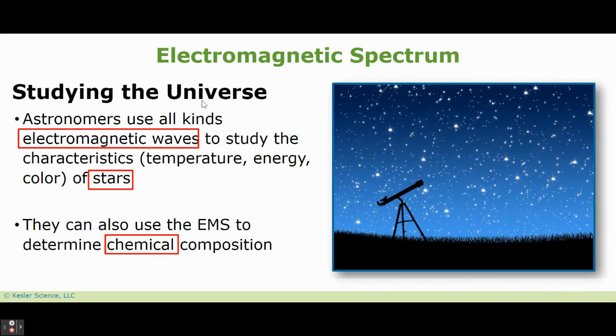All right, last slide is how we use it. How do we use our knowledge about the electromagnetic spectrum to study the universe? Astronomers use all kinds of electromagnetic waves to study the characteristics, meaning the temperature, energy, and color of stars. They can also use the electromagnetic spectrum to determine the chemical composition of stars. They can use it to figure out what stars are made of, what elements. Is it made of carbon? Is it made of hydrogen? What is it made of? They can use the electromagnetic spectrum to figure that out.